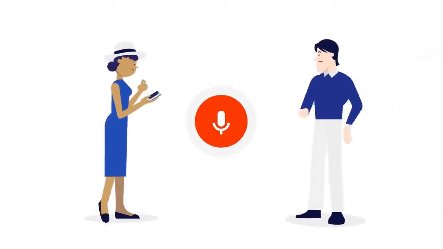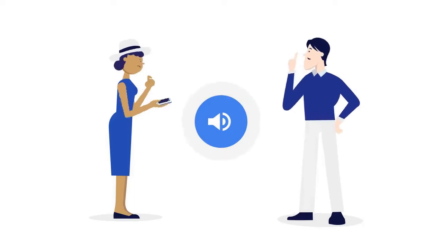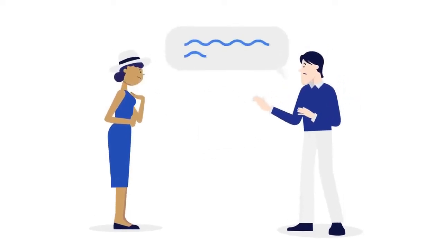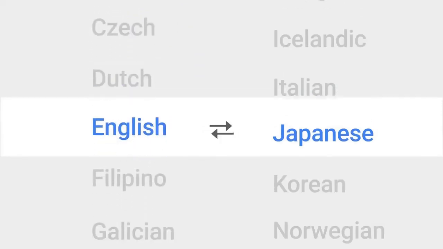Let's try it out. Tap the microphone to use your very own voice. Is there a pharmacy nearby? Hay una farmacia cercana. You can even have a complete conversation with someone who speaks a completely different language. Just select your language and their language and start talking.